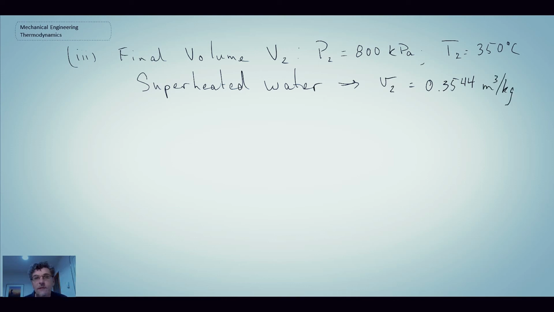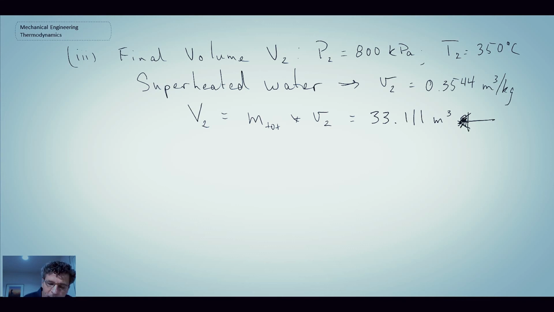So we get the specific volume at state 2, and given that we already know the mass, we can determine the total volume at state 2, and that's going to be the total mass multiplied by the specific volume at state 2, and from that we get 33.111 meters cubed. So that solves the third part of the problem.